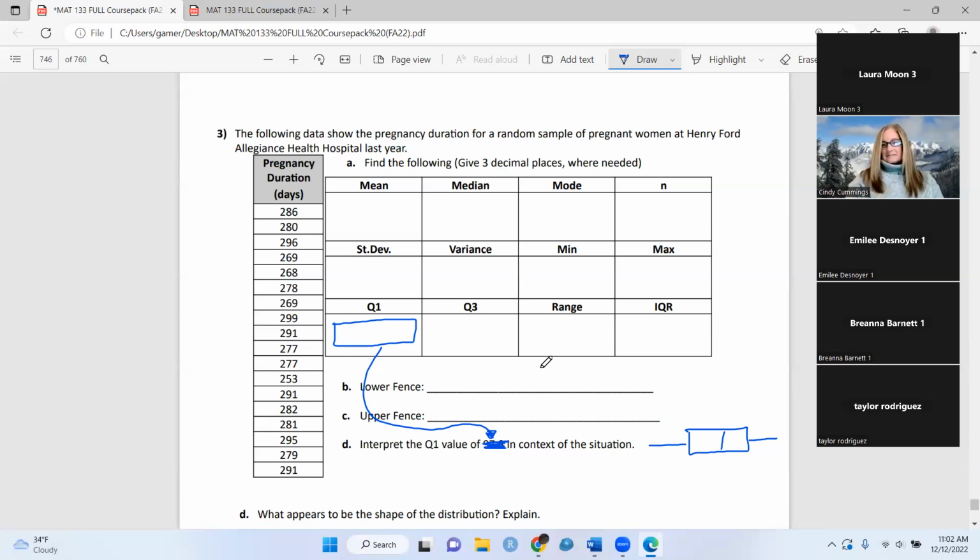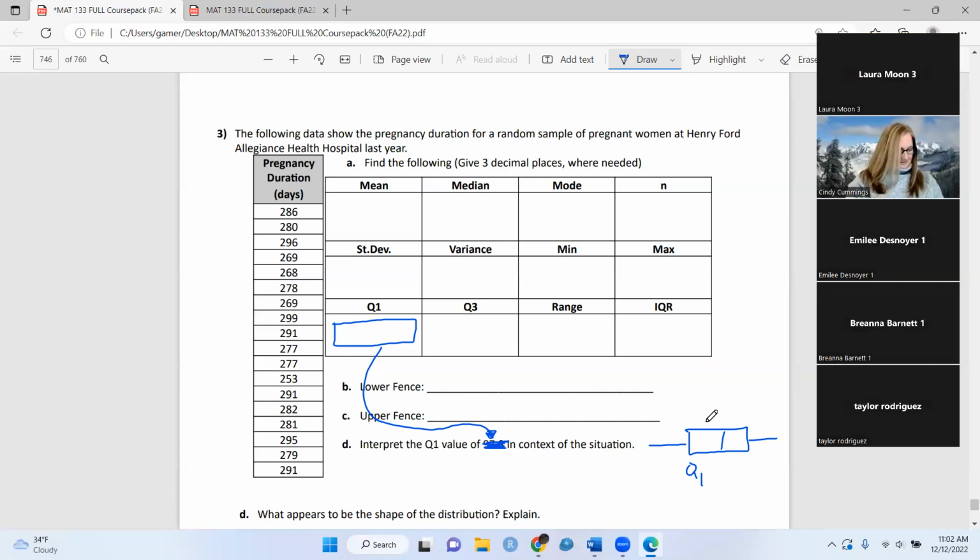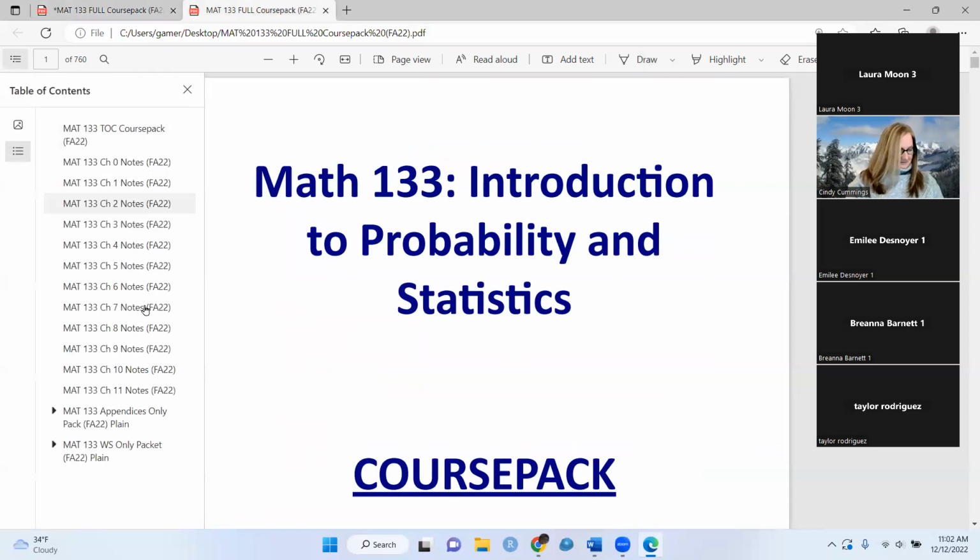So Q1 would be the first 25%. Good. So we use the language at or below, or there was another way to say it too, somewhere in between there. Less than or equal to. Taylor, is that good? Does that make sense? Yeah, that makes sense. I just want to physically see the note spot. Oh, you want to see where it is in the notes, huh? Yes, please.